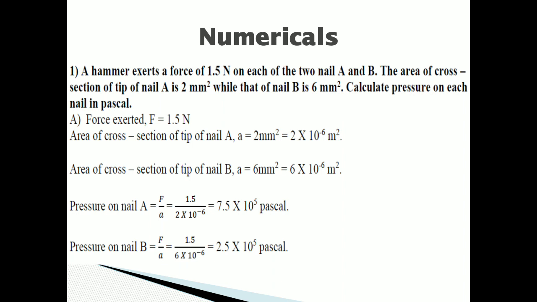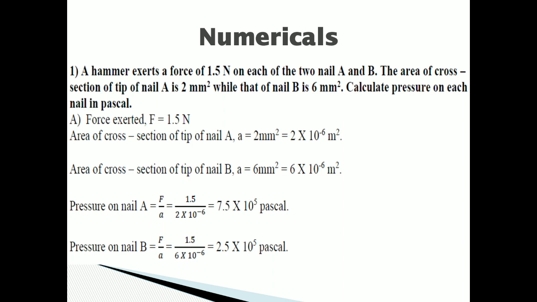The area of cross section of the tip of the nail A is 2 millimeter square, while that of the nail B is 6 millimeter square. Calculate the pressure on each nail in Pascal. First of all, force exerted is same in both the nails, that is 1.5 Newton. Area of cross section of the tip of the nail A has been given as 2 millimeter square.